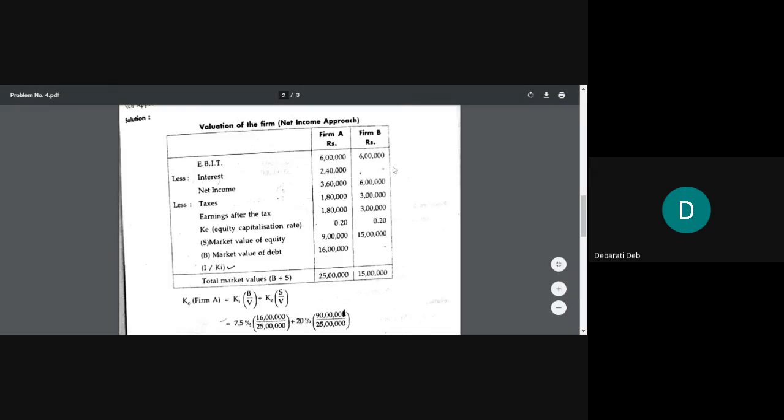Okay, I think it is done. Have you calculated the total market value of both the firms? It's just the same process. If you're not done, you can also try after the class. Same process, just like problem number 1.